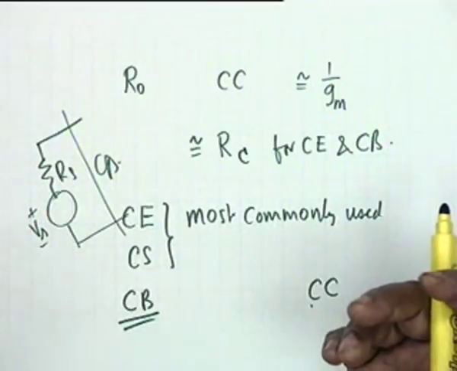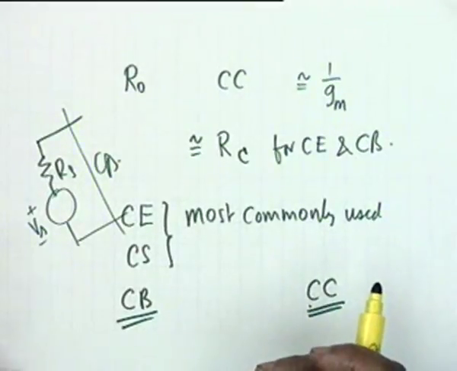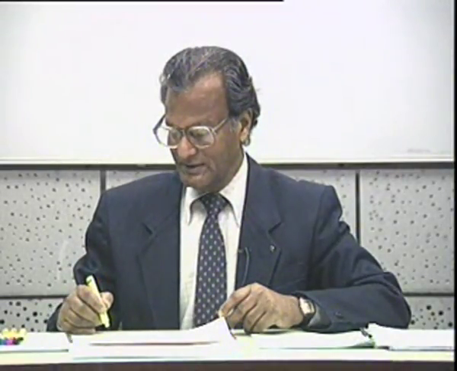So it is apt to apply a common base circuit, whereas a common collector circuit is used where the source is a voltage source, that is input impedance is high, okay. And the other use of the common collector circuit is that it acts as a buffer from a high impedance source to a low impedance load, okay.